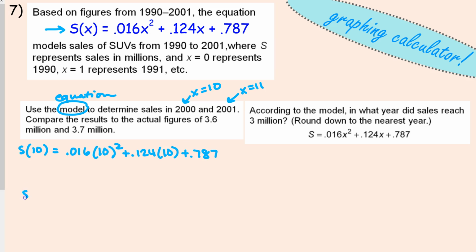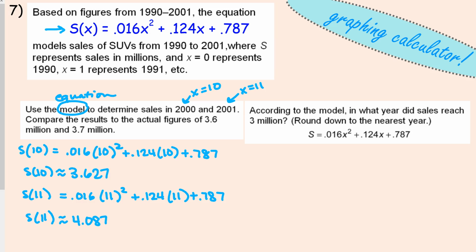And then we're finding S of 11 by doing the same thing, substituting 11 into the equation for x. So just grab your calculator and do those two computations, and we'll see what we get. Okay, so I got that the sales in the year 10, which is the year 2000, were approximately 3.627 million. And if we compare that to the actual figure of 3.6, I would say that's pretty close.